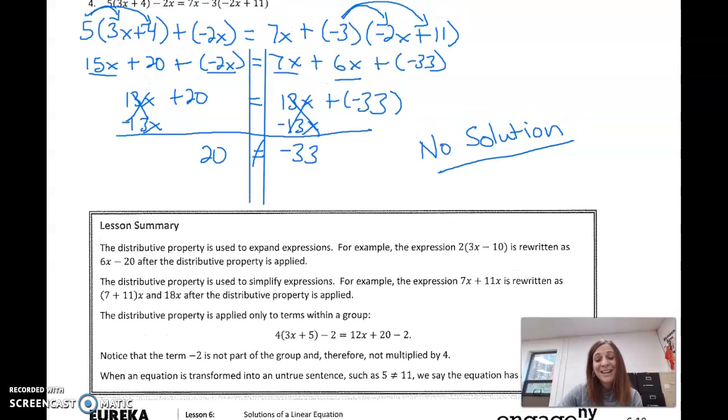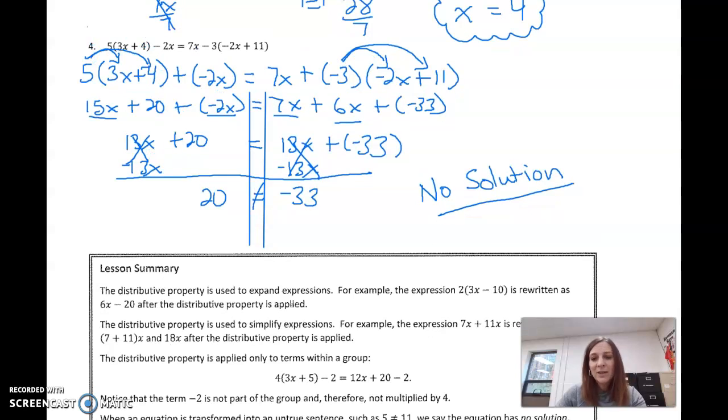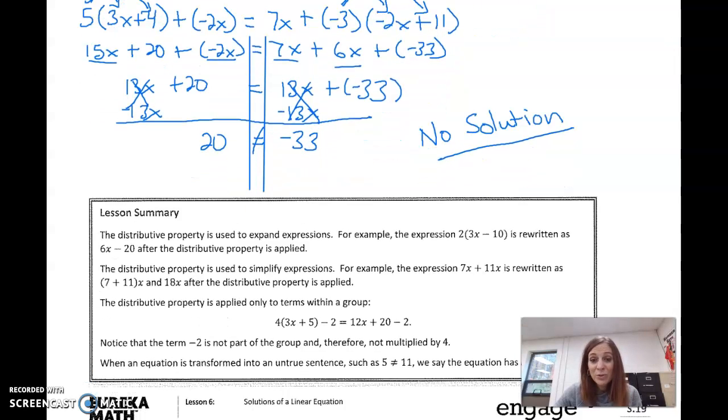The last thing I wanted to say is it's okay. Sometimes there is not going to be a solution. When we get something like 20 equals negative 33, it means there is no value of x we can put in here that will ever make this side equal that side. Nothing wrong with it. It's just there's no solution.